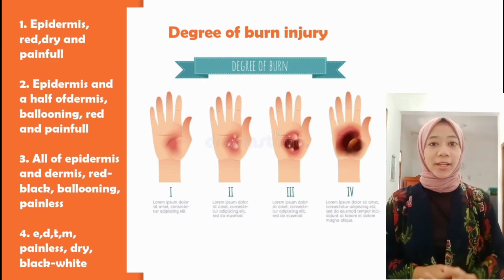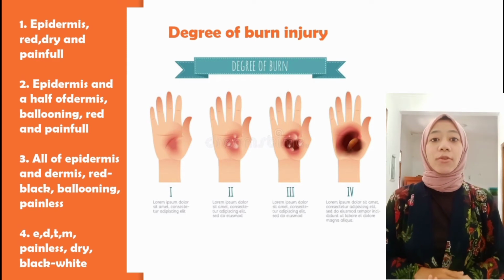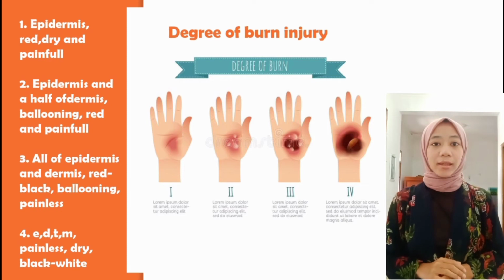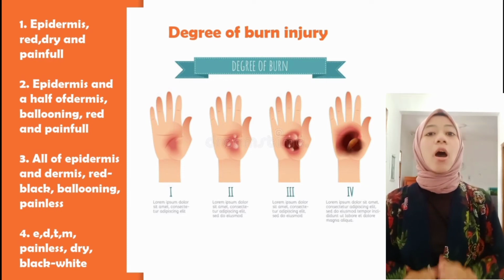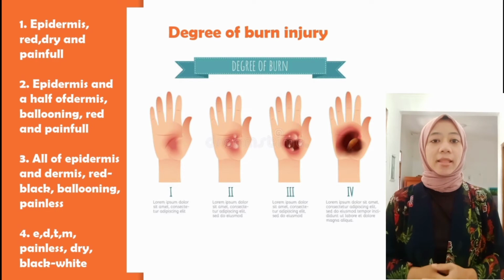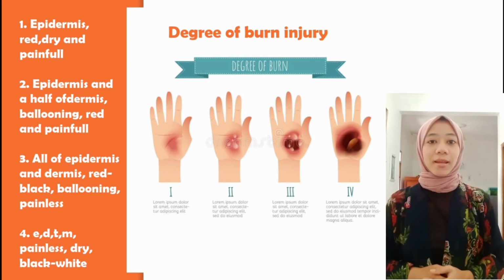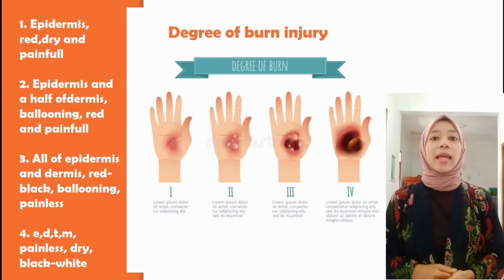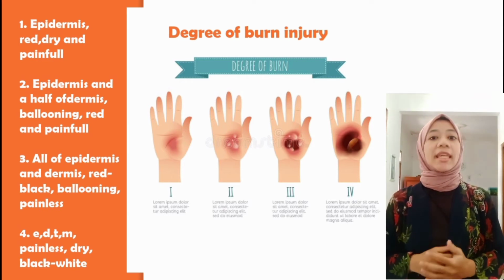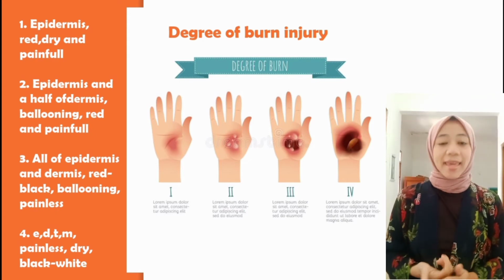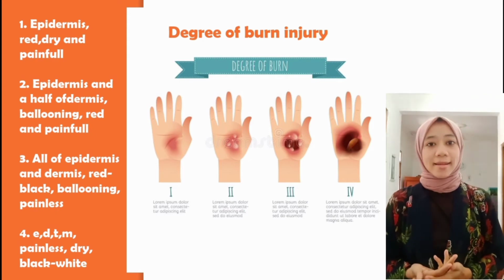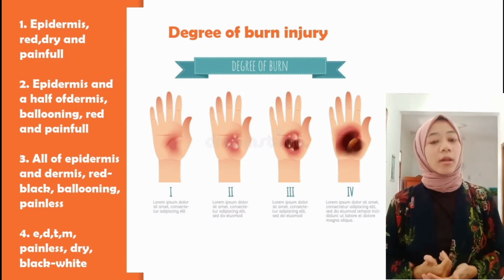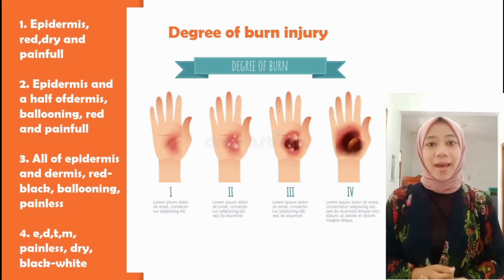Next, the third degree. The wound has red or black color, painless and warm ballooning, and the tissue damage includes all of the epidermis and the dermis of the skin. The fourth degree is the severe burn. In this degree, the tissue damage includes the epidermis, dermis, muscle and tendons, painless, dry wound, and it has white or black color. Okay, next.